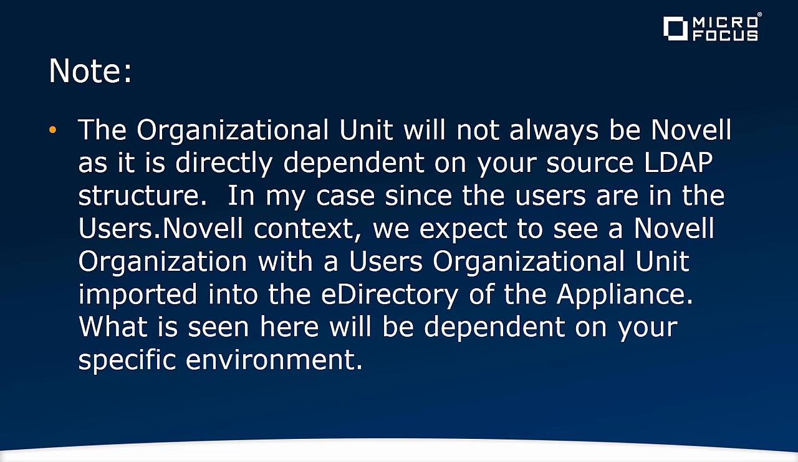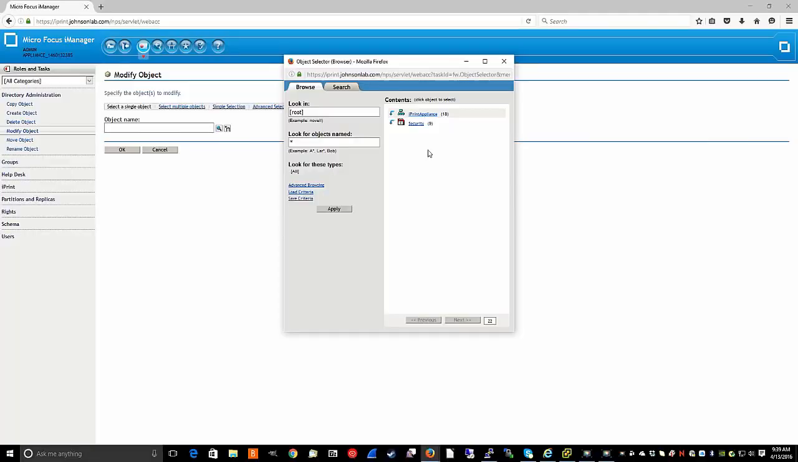Just a quick note before we proceed, the organizational unit typically will not be Novell, as this is directly dependent on your source LDAP structure. In my case, since the users are in the users.novell context, we expect to see a Novell organization with a users organizational unit imported into the eDirectory of the appliance. What is seen here will be dependent on your specific environment. And then under Novell, we would see an OU called users. Because that doesn't exist, we know that the cron job has not yet run, and therefore our users have not been imported into eDirectory on the appliance.